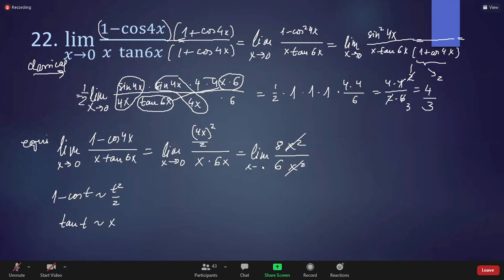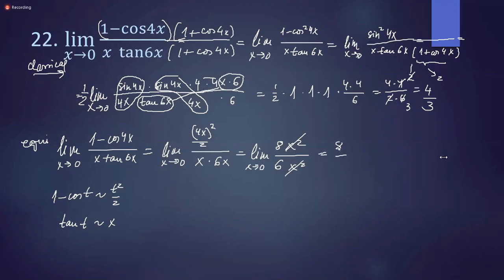8 over 6 can always be cancelled out, or 4 over 3. So I leave it to you to decide how to do this. There are other methods as well. Remember, there was one more method, one more way for the classical method.